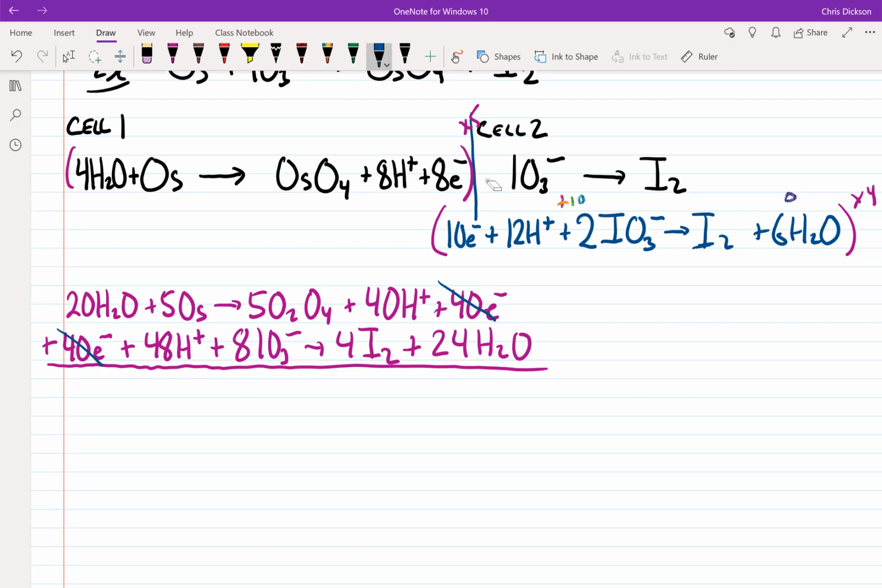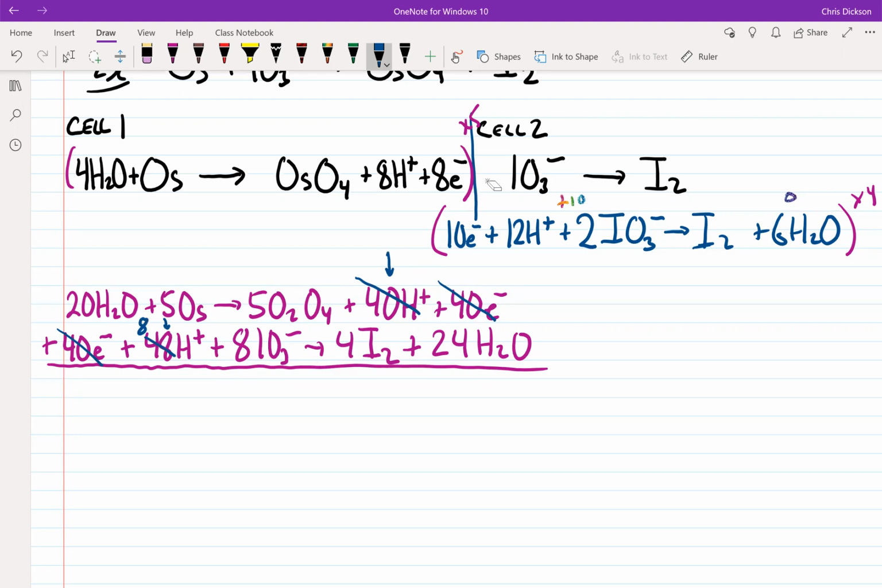Now, also notice you have H pluses on both sides. So this side has 40 H pluses, whereas this side has 8 H pluses. So you make 40, but you use 48. So use 40, gone. Use 40, so 8 left. So you have 8 H pluses left.